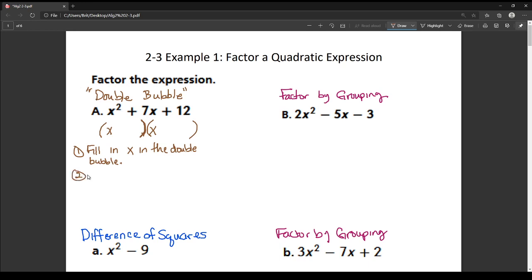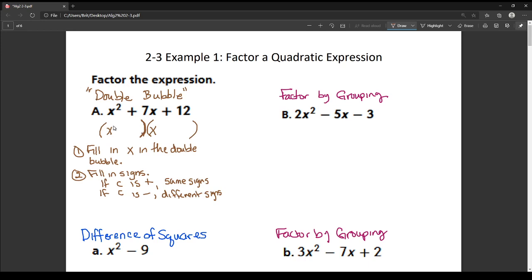Step 2 is to fill in the signs. Now there's a couple of things that we need to consider. I always start by looking at the sign in front of the c term. If c is positive, you need to use the same signs. If c is negative, you're going to have different signs. And the reason for that actually has to do with foiling.